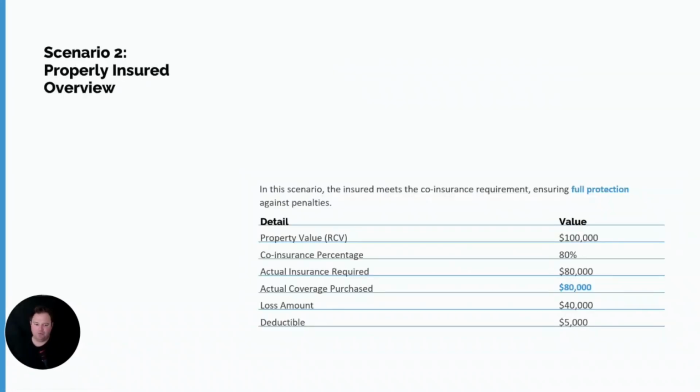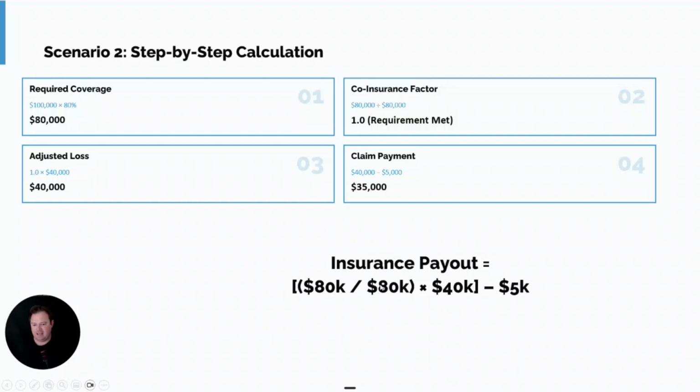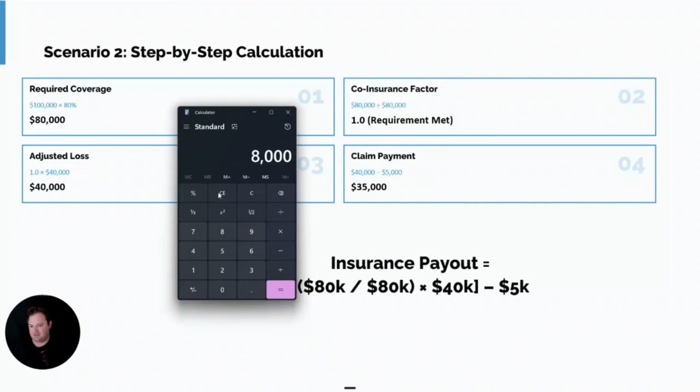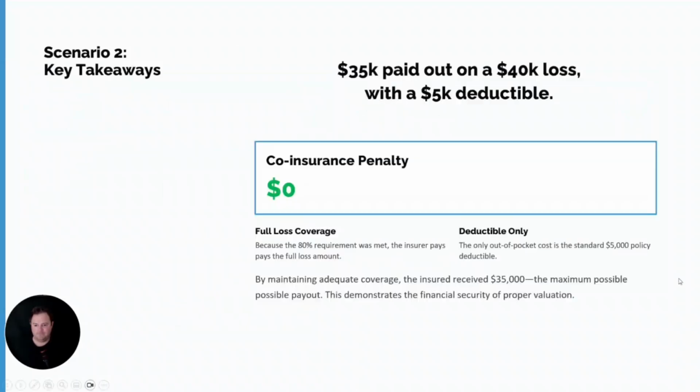So this is a properly insured building, or at least it meets the coinsurance requirement. Same $100,000 building, same coinsurance percentage. Actual insurance required $80,000, same amount, but they purchased $80,000, which was reflective of the actual insurance required. Same loss, $40,000 loss with a $5,000 deductible. If we go through this math, right, we have $80,000 divided by $80,000. I'm going to do it here on the screen. So we have an $80,000 carried divided by $80,000 required times the loss, $40,000 obviously, minus $5,000. So we have a $35,000 with a $5,000 deductible.